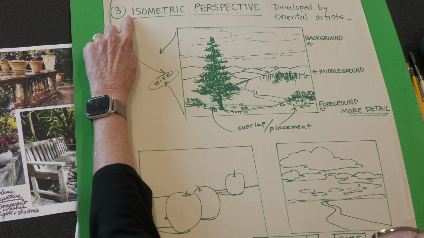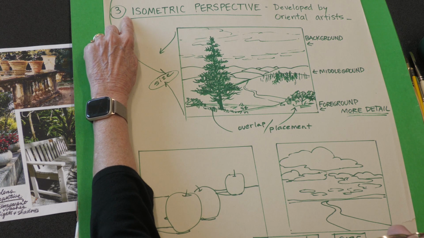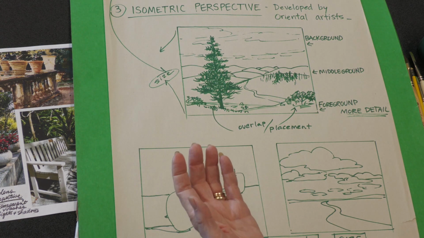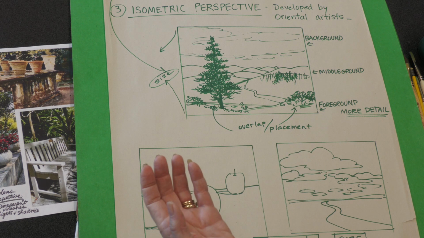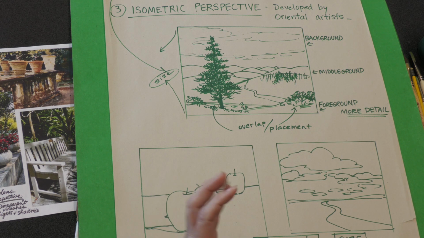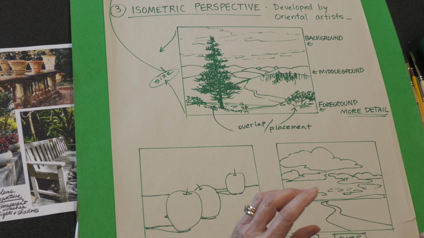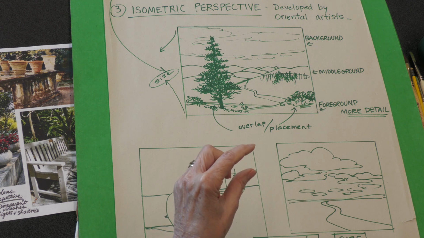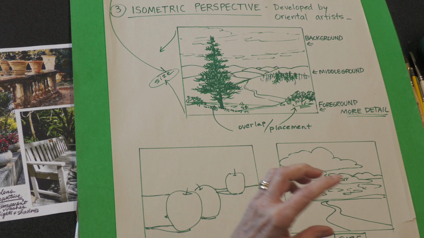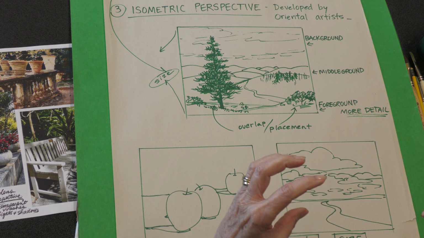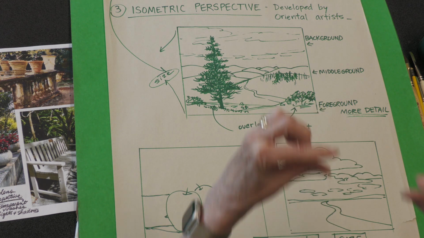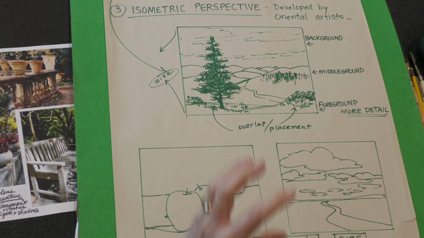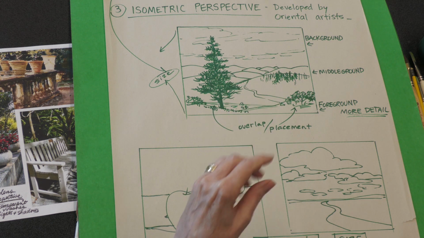So we also have another kind of perspective called isometric, and that is computer generated. It was developed by the Orientals, and beautiful designs are made, but each side is equal to each side, so there's no diminishing of those cubes. They are just cubes in space which don't have that depth. So it's still showing perspective because of the way they're drawn.